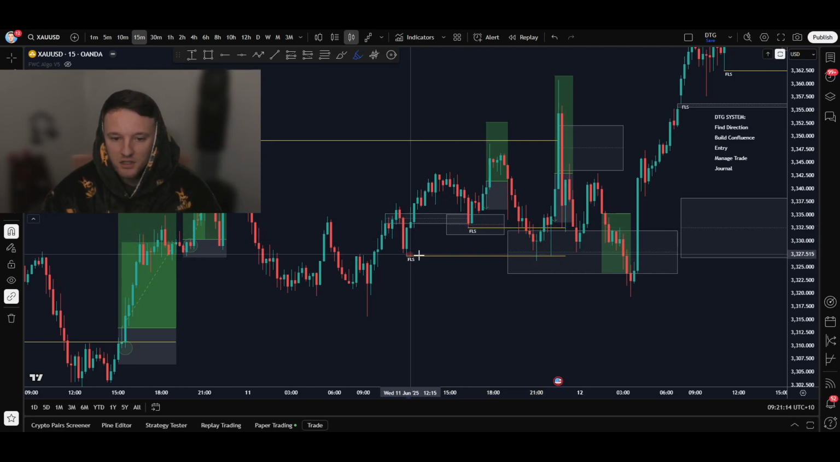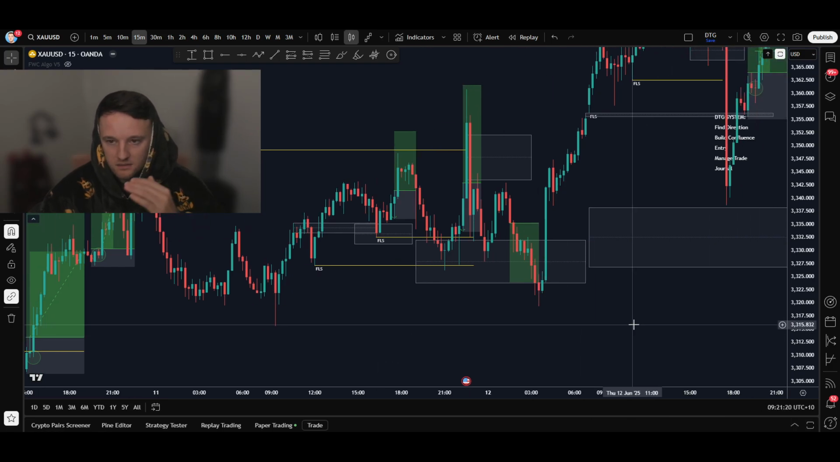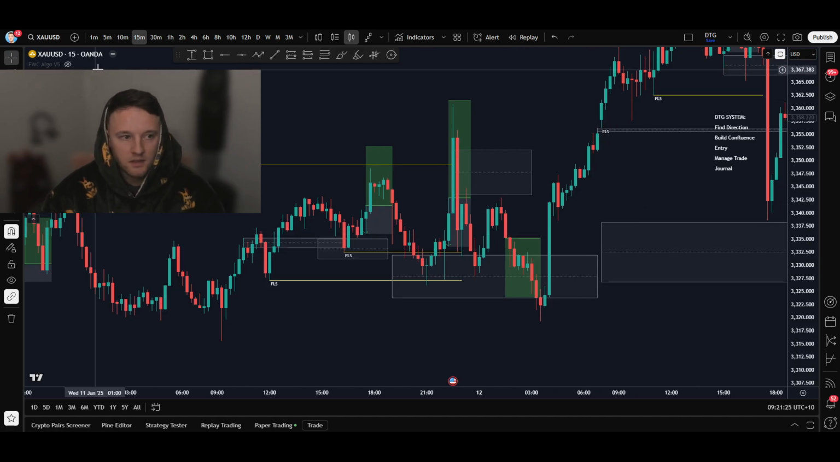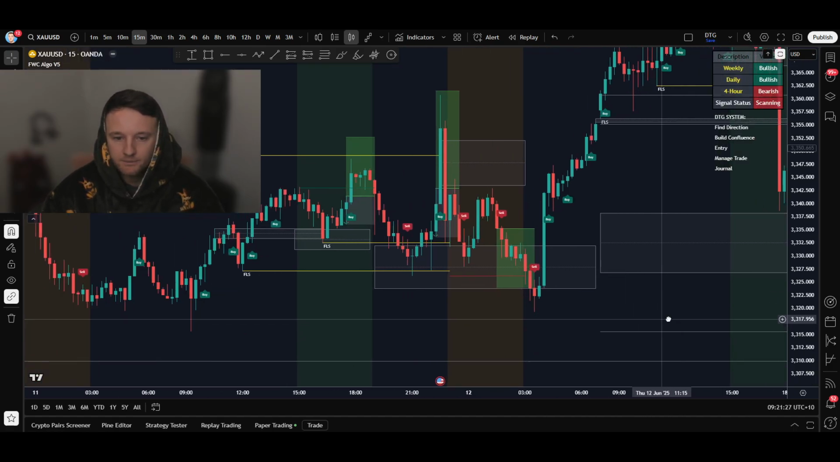Bullish liquidity here, and what happens? Price flies to the upside. Bearish liquidity here, price sells off. If you want to learn these liquidity concepts, come and join us in the DTG Academy.